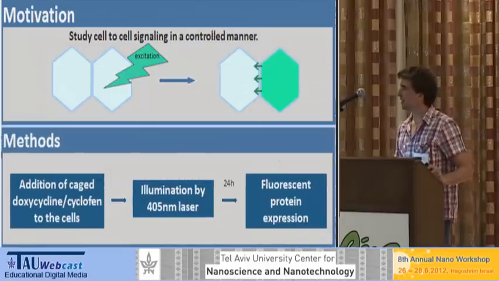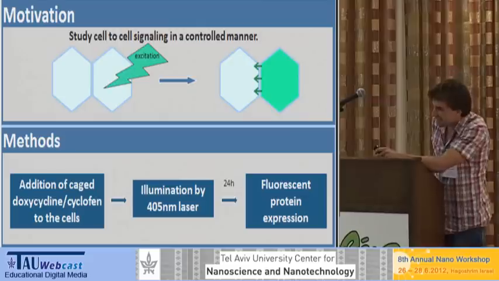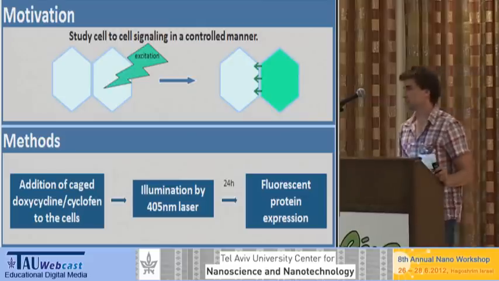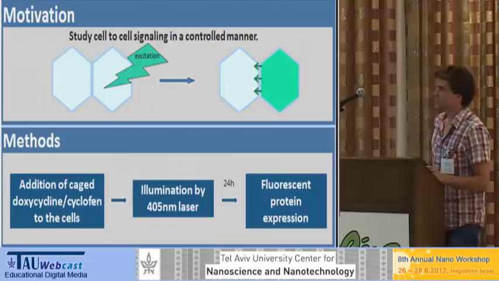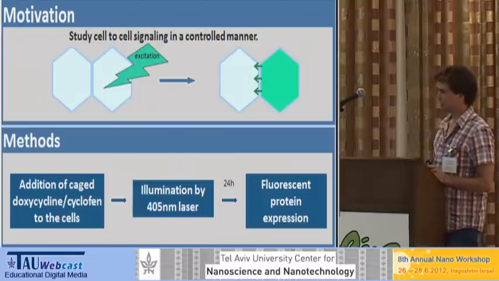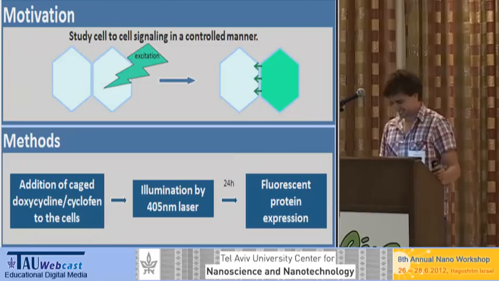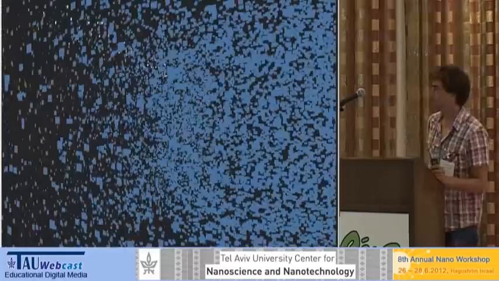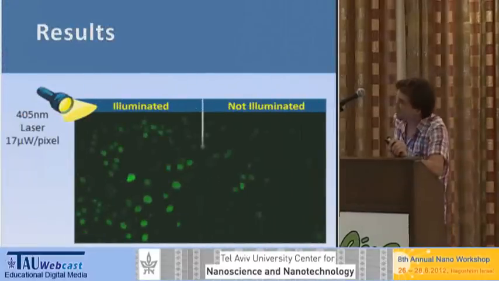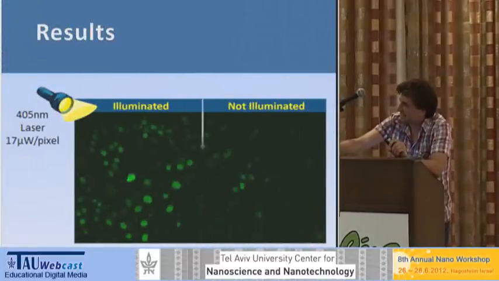Our method is the addition of caged doxycycline or cyclophen, the caged molecule that you heard about before. Then we illuminate it and get the fluorescent protein expression. And the microgranulation, you get to the last slide for today. Maybe the best one. That's our results.